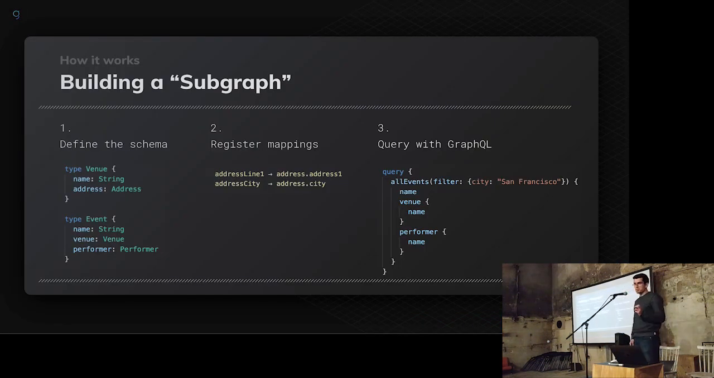Real quick, the experience of building the subgraph, which is what we call the data sets that we index on the graph. They're domain-specific data sets, so you might have a subgraph for CryptoKitties, a subgraph for 0x. The definition of those subgraphs is in what's called a subgraph manifest, where you define your schema and register mappings. It's stored on IPFS, and the hash of that uniquely identifies your data set, and that uniquely identifies what you're querying in the network. Like I said, we can query it with GraphQL today, but in the future we'll support more query languages.